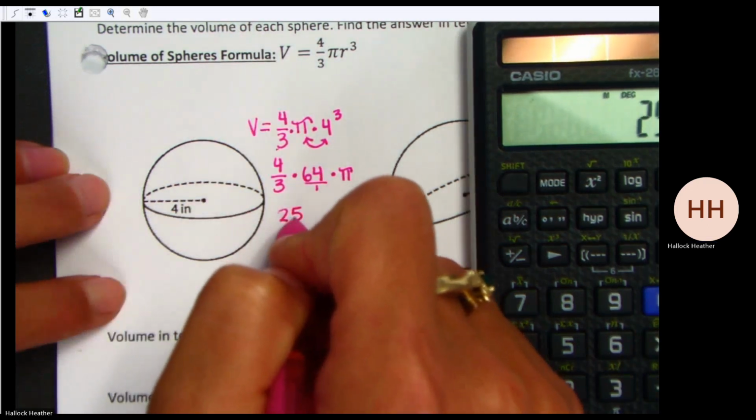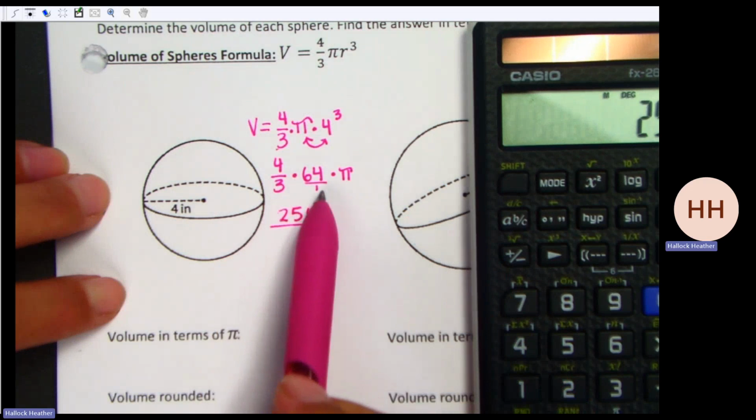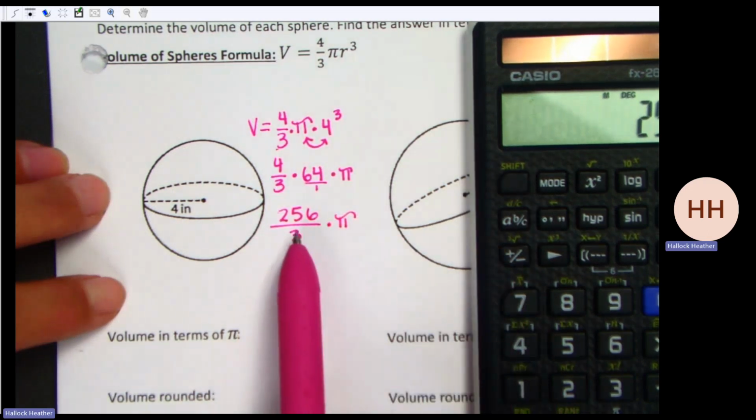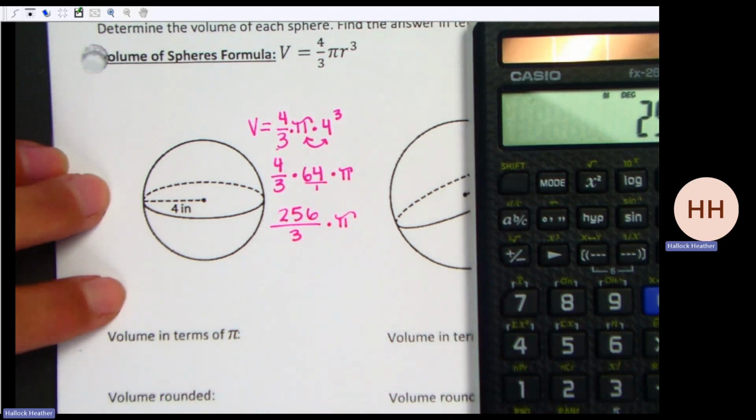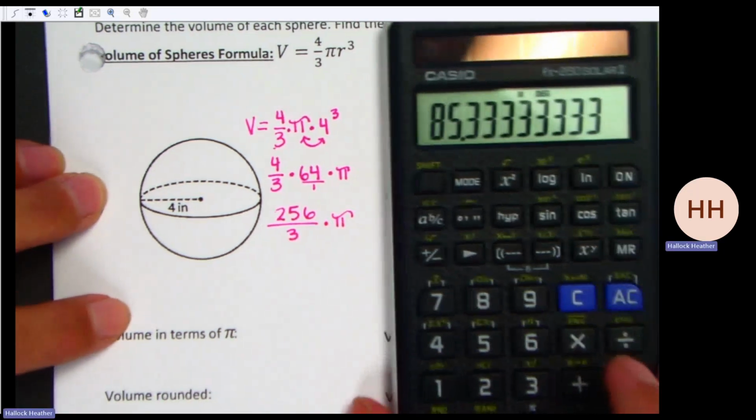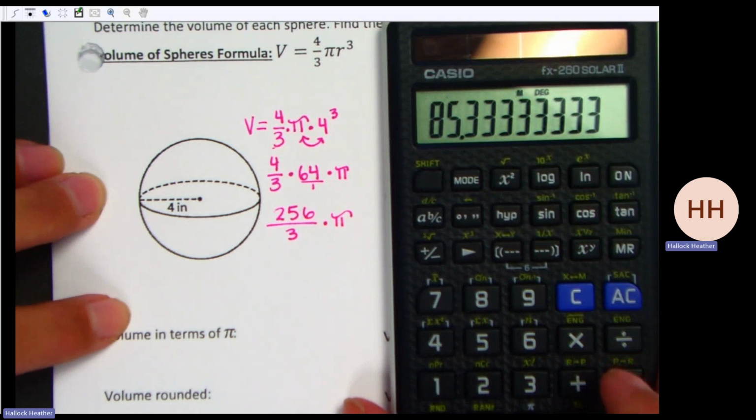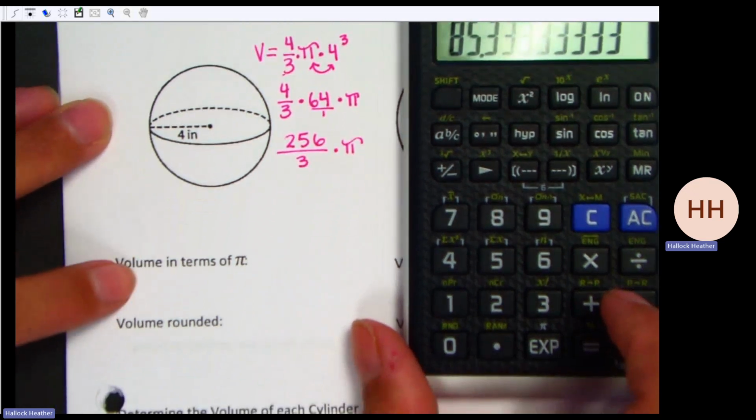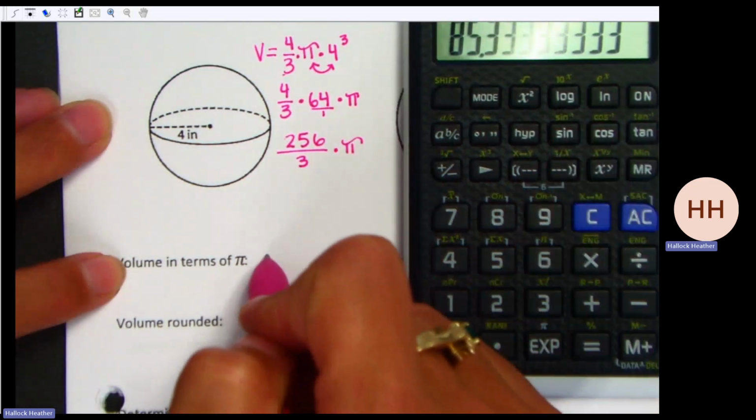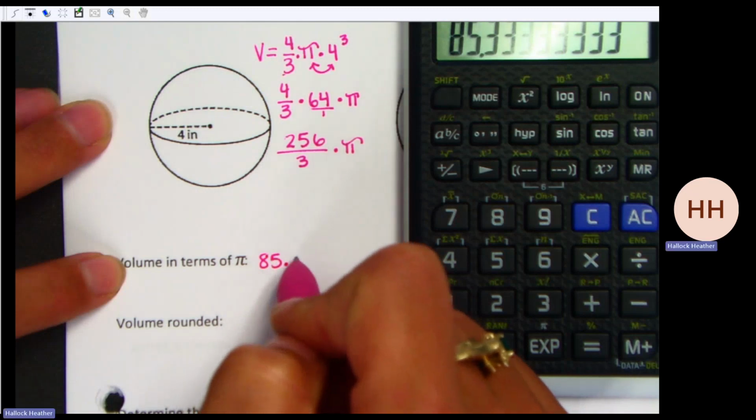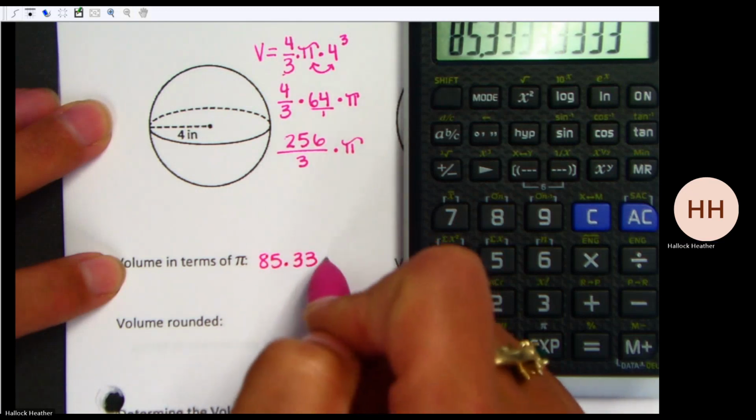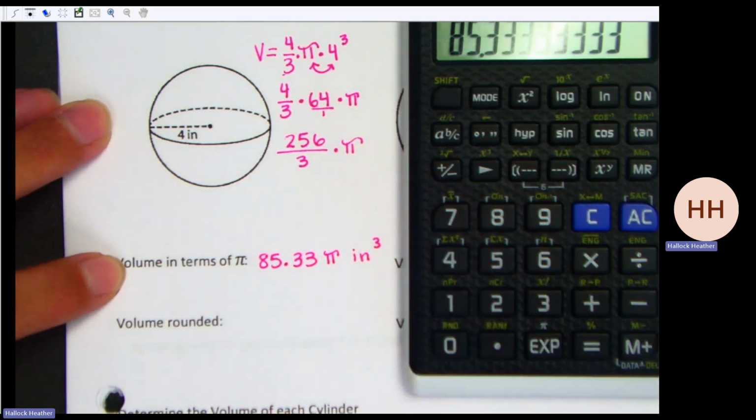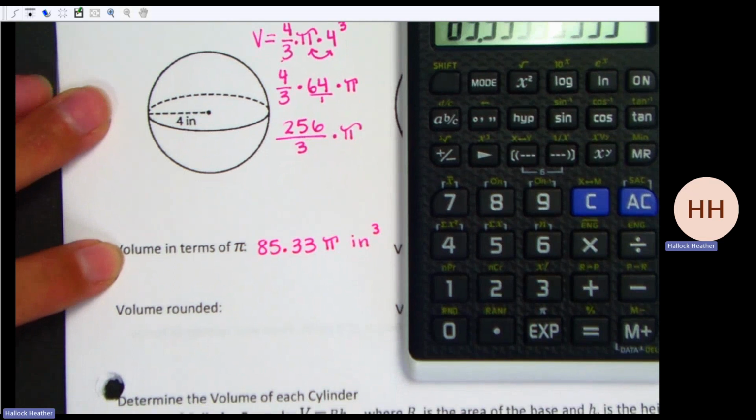256. 3 times 1 is 3. And this is where you can do it all in the calculator at once. If I take 256 and I divide by 3, what do I get? So 85.333. So I'm going to round to the nearest hundredth because that's what the directions say. So in terms of pi, my answer is 85.33 pi inches cubed. Because it's volume, your inches are cubed.